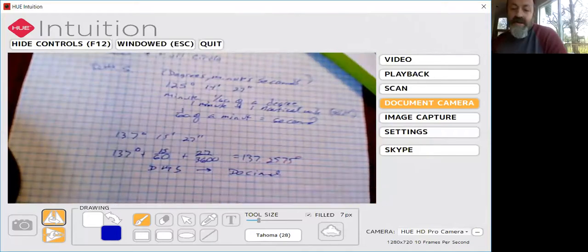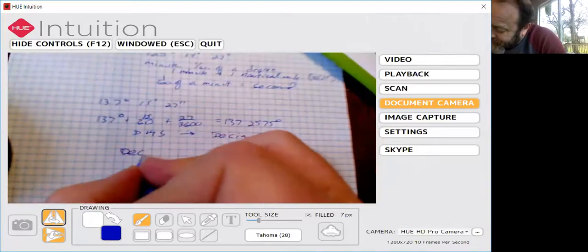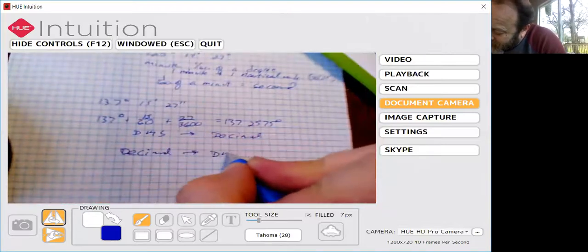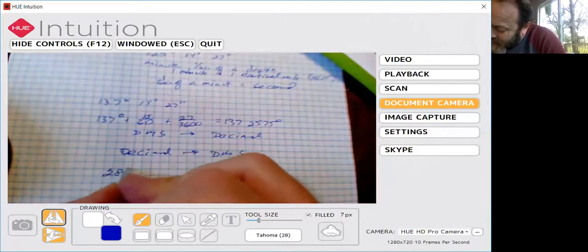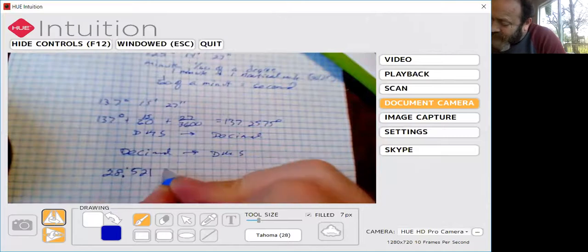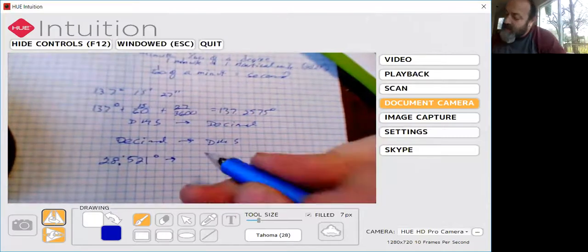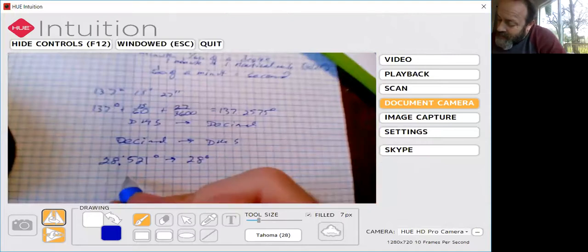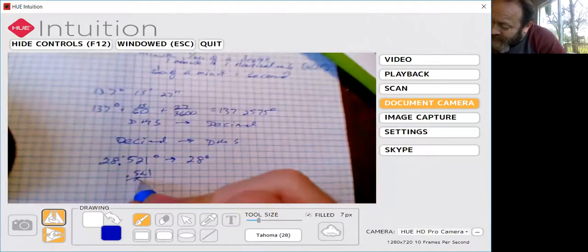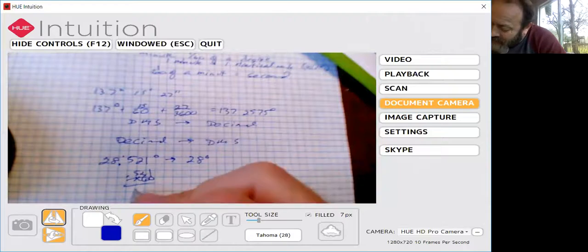And the other direction is pretty simple as well. We want to go from decimal to DMS. It's not a big deal. So if somebody has 28.521 degrees, let's get that as a DMS. We clearly have the degrees right here. Then we take this 0.521 and multiply it by 60 to find out what portion we have. 0.521 times 60 is 31.26.